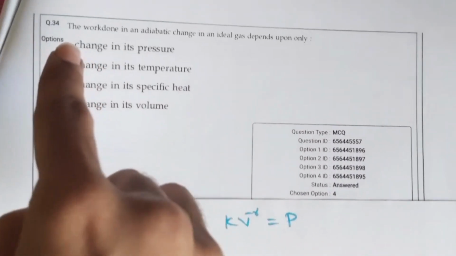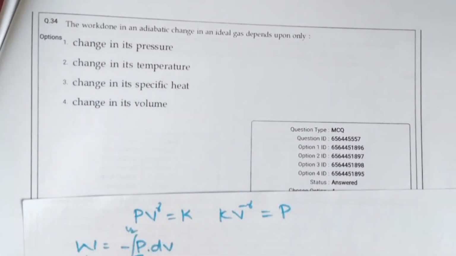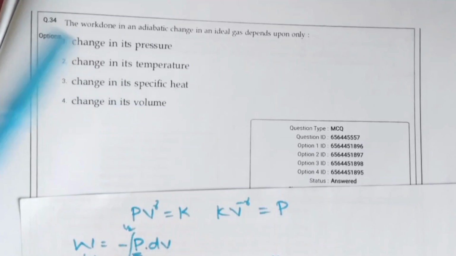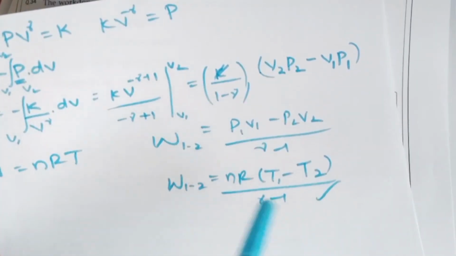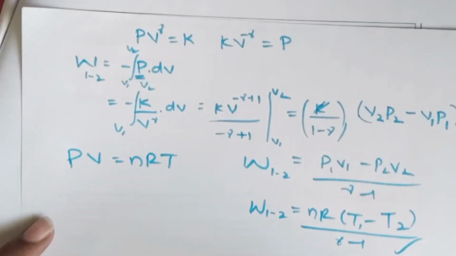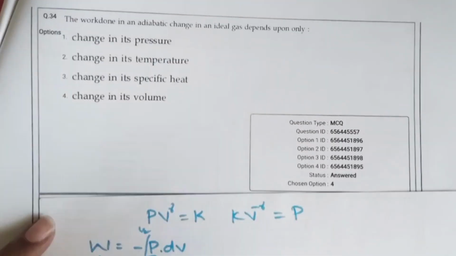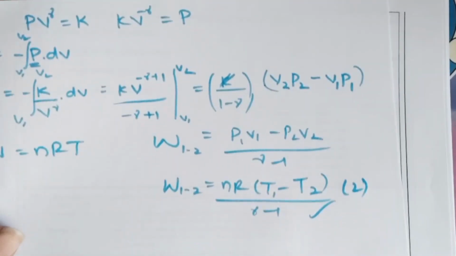So the options are: change in its pressure, no. Change in its temperature, yes, obviously. Change in its specific heat, no, there is no specific heat in this. Change in its volume, no. So the correct option is change in its temperature, which is option number 2.